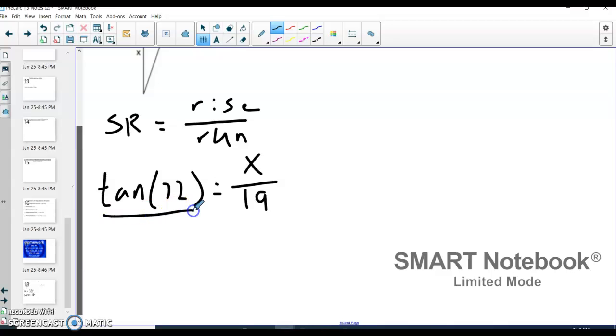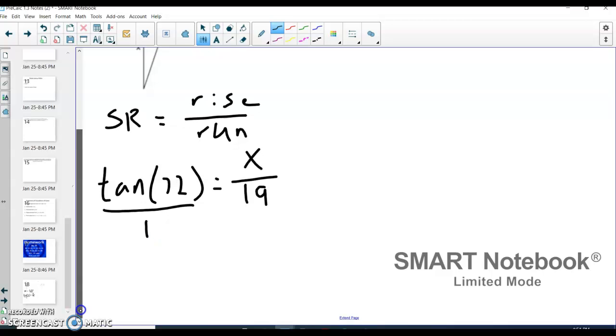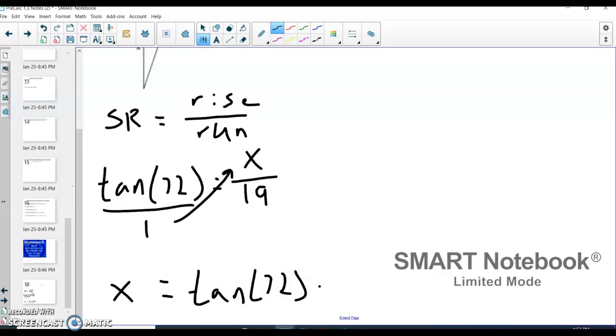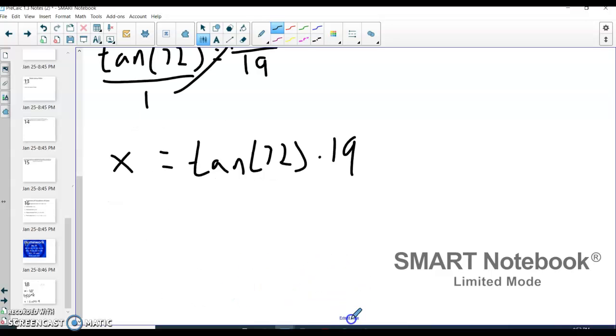All right? And then what I always do in these problems is put the tangent of whatever angle it is over 1, because that doesn't change anything and it allows me to cross multiply here. And so I do 1 times x, that gives me x in cross multiplying, and then the tangent of 72 times 19, which we can do on our calculator.